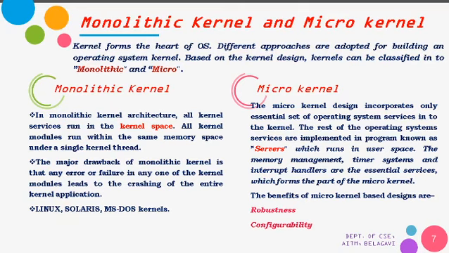In the monolithic kernel architecture, all kernel services run in the kernel space only. All kernel modules run within the same memory space under a single kernel thread. The major drawback of the monolithic kernel is that any error or failure in any one of the kernel modules leads to the crashing of the entire kernel. For example, Linux, Solaris, and MS-DOS kernels.